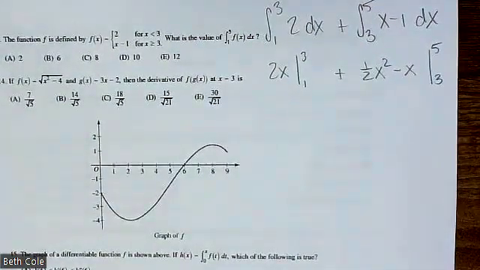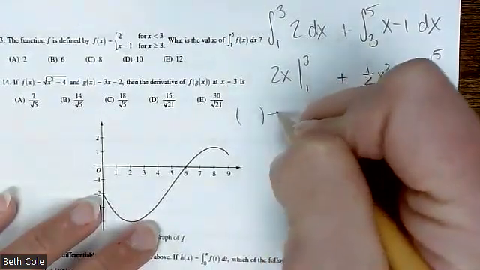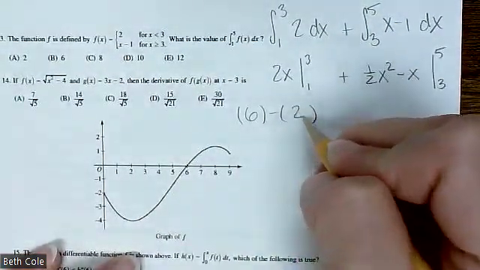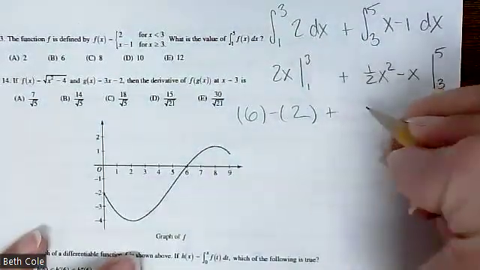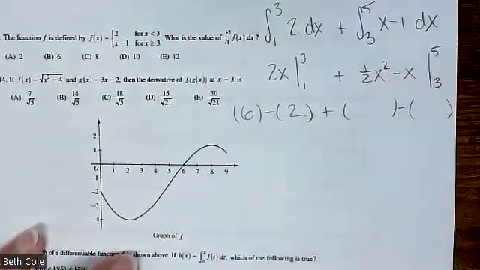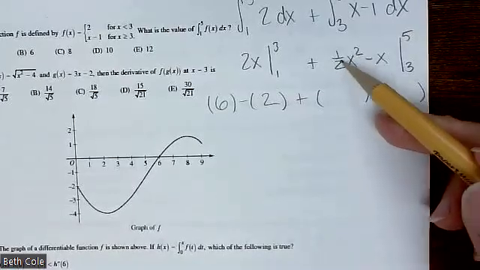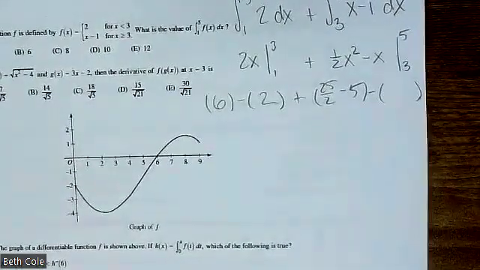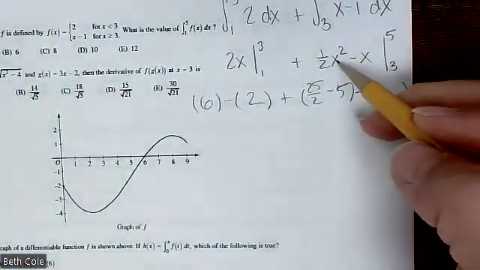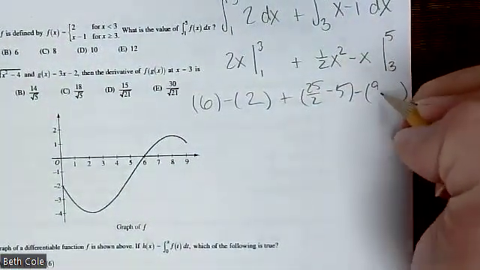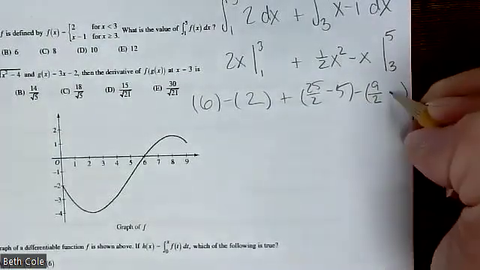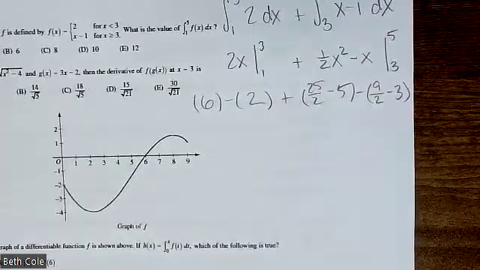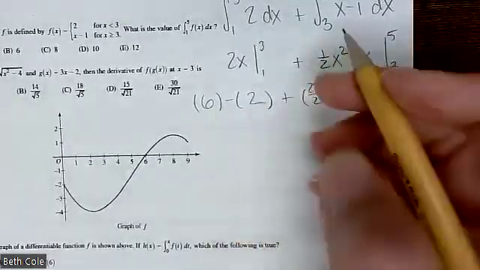Just a 2-in-1 problem. So upper minus lower for this one, that would be 6 minus 2. And then upper minus lower for this one, oh gosh, 25 halves minus 5. And then this one would be 9 halves minus 3. Now it's non-calculator, so you got to sort through that. First part's 4.